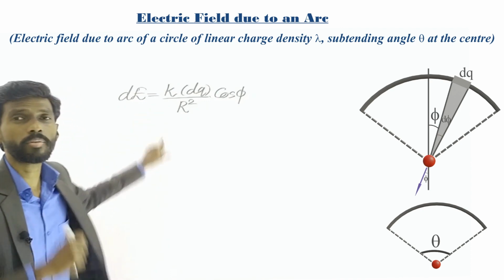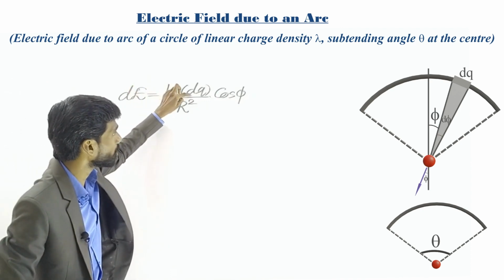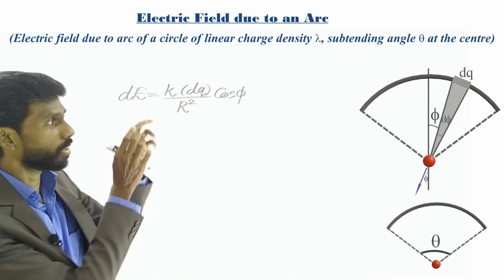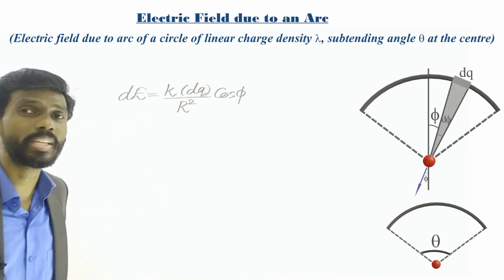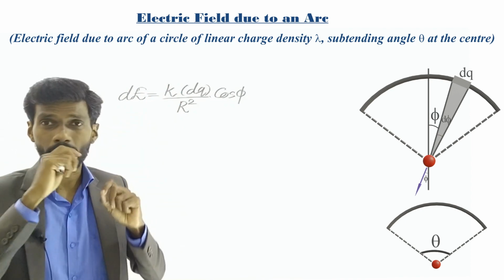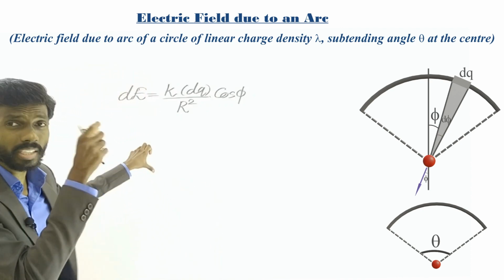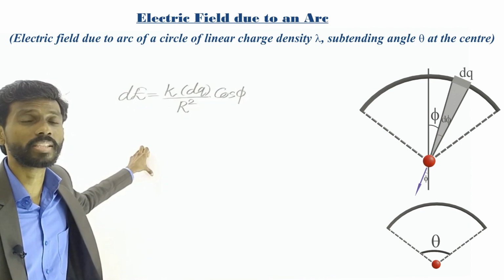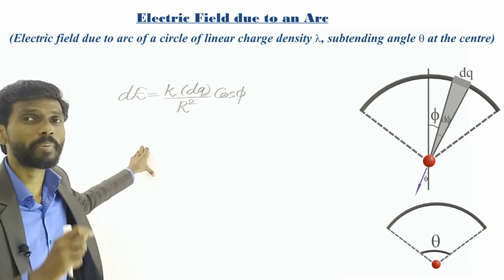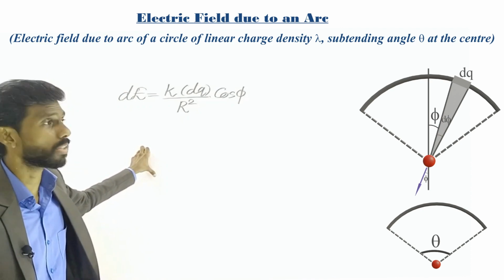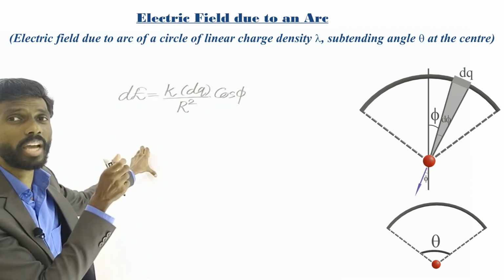Okay, done. Now we have to do the integration. But before that, what is dq? dq is the charge of that small part. So what is that? We have to multiply the linear charge density by the length, right? That is the formula for finding the charge. The linear charge density multiplied by that length will give you that charge. But what is the length of that small portion of the arc?